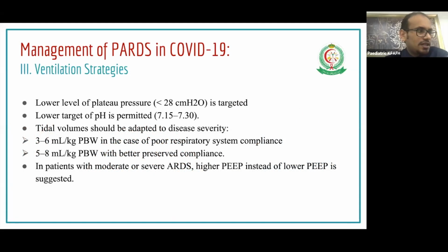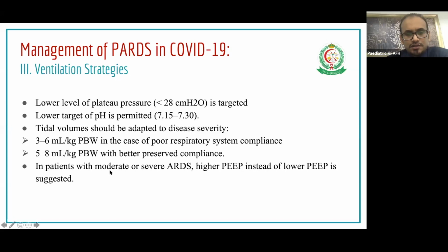Now let us talk about the ventilation strategies. If you have a patient who is intubated with severe ARDS in pediatric ICU, we should aim for a lower level of plateau pressure, less than 28, and a lower target pH of 7.15 to 7.3. Tidal volume should be adjusted according to the lung compliance. If there is poor lung compliance, we should target 3 to 6 ml per kg. If there is good lung compliance, we should target 5 to 8 ml per kg with better preserved compliance.